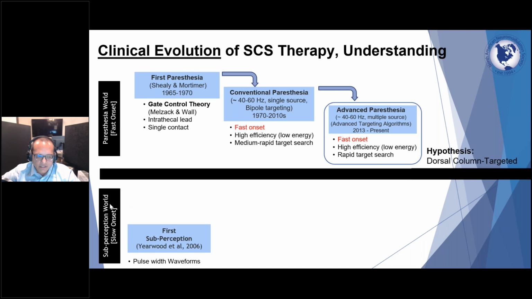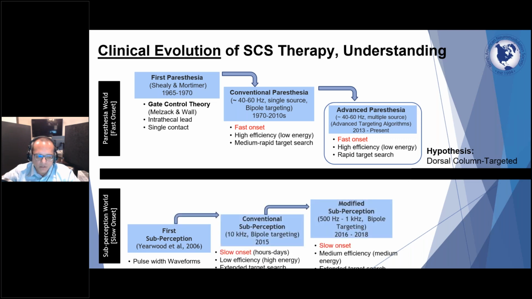Underneath this line is subperception pain relief, meaning the patients are not feeling anything; there's no paresthesia. This was first published by Dr. Yearwood in 2006. There was conventional subperception threshold, meaning 10 kilohertz, bipolar targeting, and they started using that in 2015. The downside of subperception threshold was that it was very slow onset. It would take hours to sometimes days for this to start working, and it used a lot of energy.